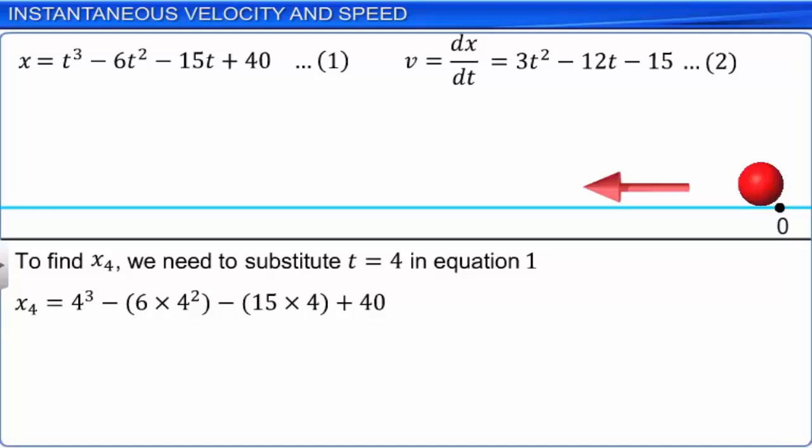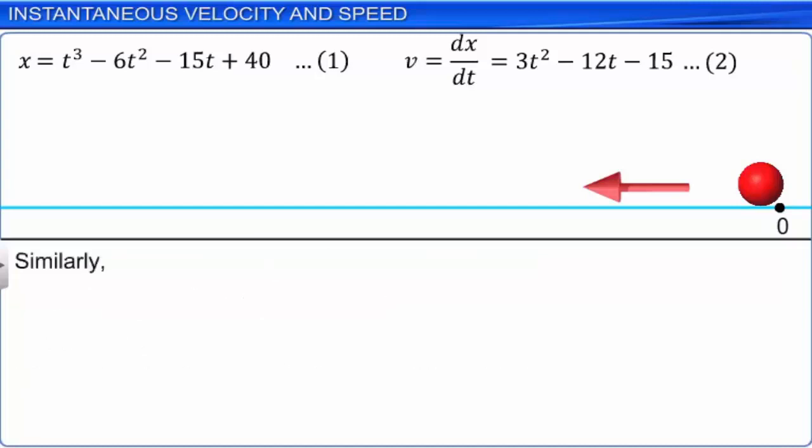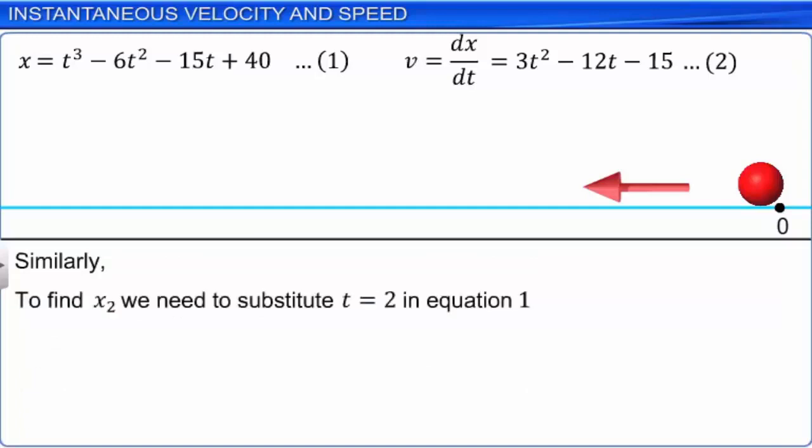Similarly, to find x2, we need to substitute t equal to 2 in equation 1. x2 equals 2 cube minus 6 multiplied by 2 square minus 15 multiplied by 2 plus 40, which is equal to minus 6 meters. The particle is situated to the left side of the origin.